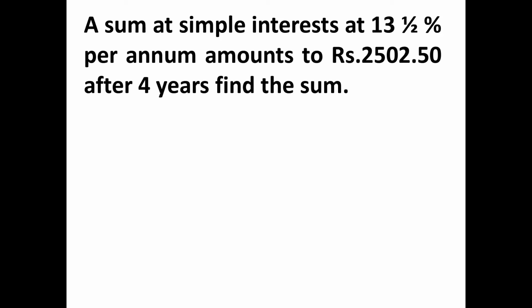आपको simple interest निकालना है. The rate is given to you, 13.5 per annum. So this R value is given to you. This amount to rupees 2502.50. So after the simple interest is applied on the principal amount, you have such an amount, 2502.50 after 4 years. So the accumulated amount is given to you. You need to find out the sum.